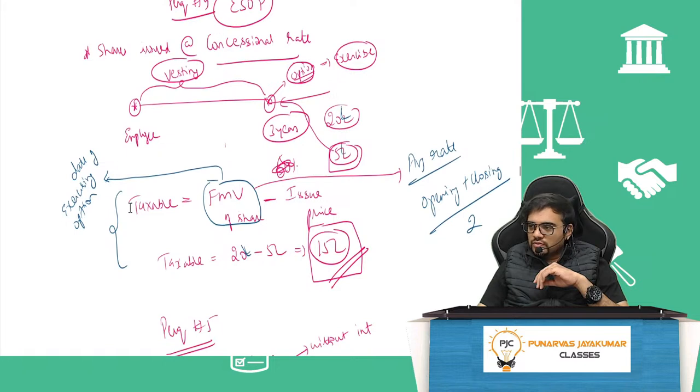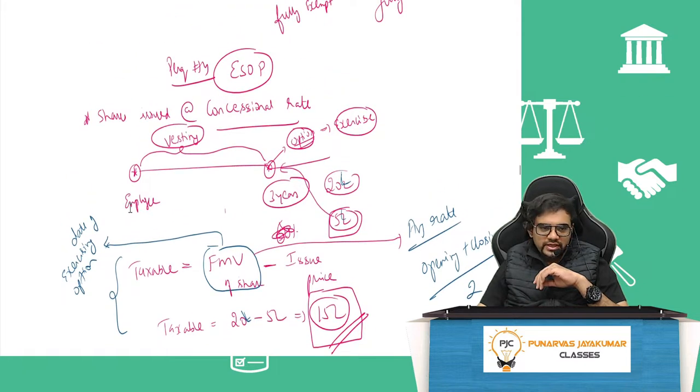Then you have ESOP, Employee Stock Option Plan. These are the shares issued at concessional rate. So generally, there will be an employee and I will tell you, you work for 3 more years. If you work for 3 more years, 20 lakh worth of the shares I will give you at 10 lakh, I will give you at 5 lakh, whatever.